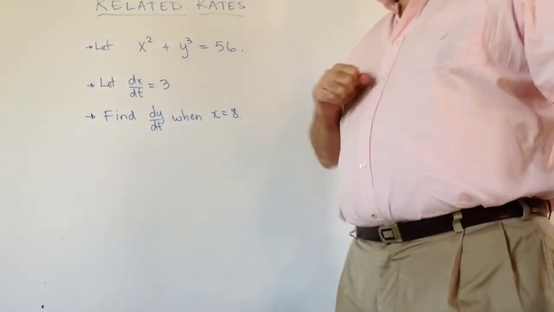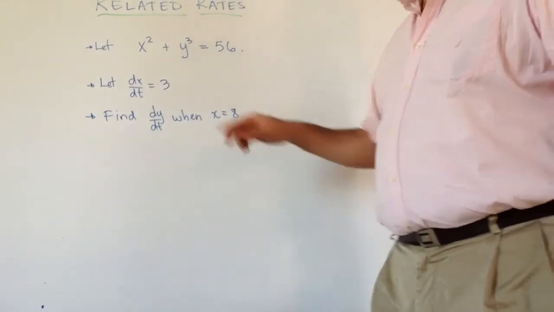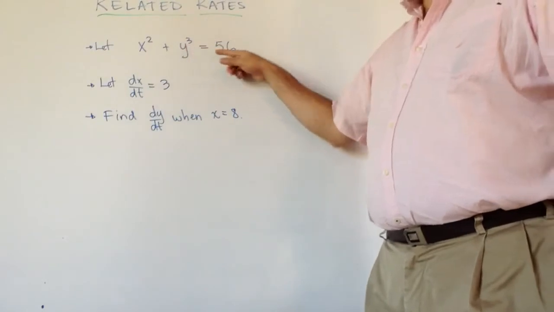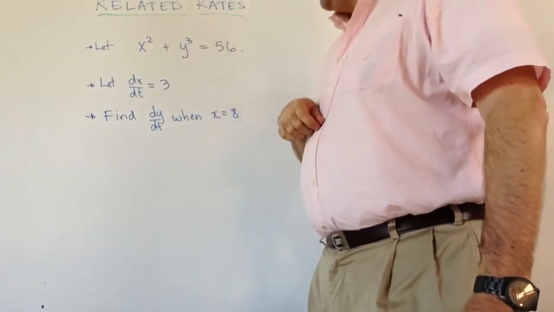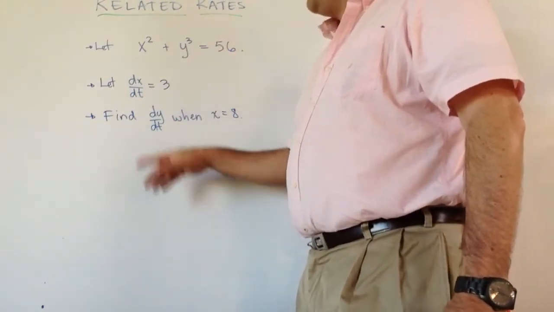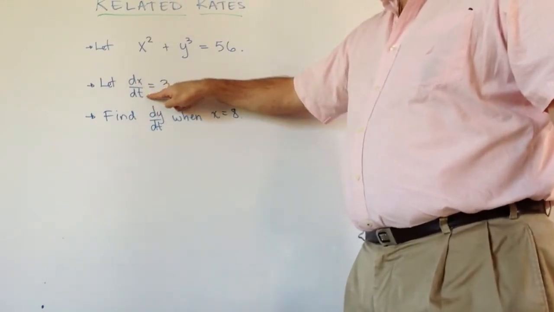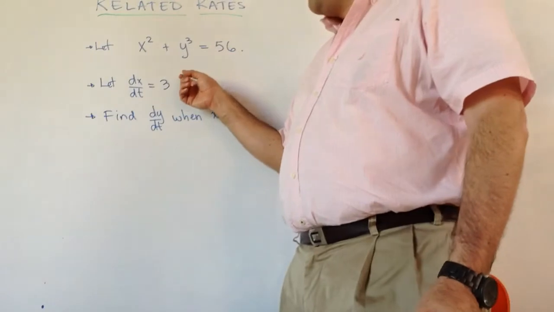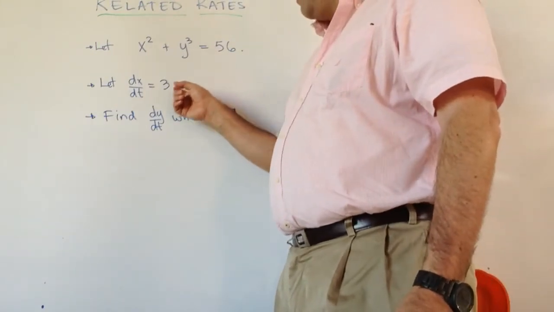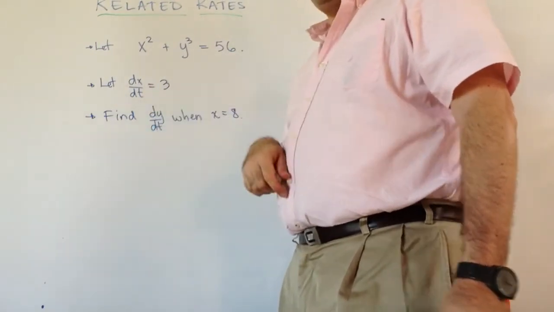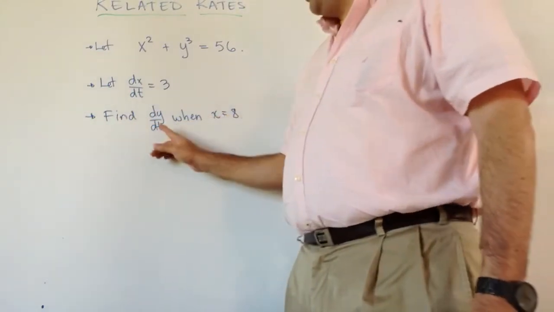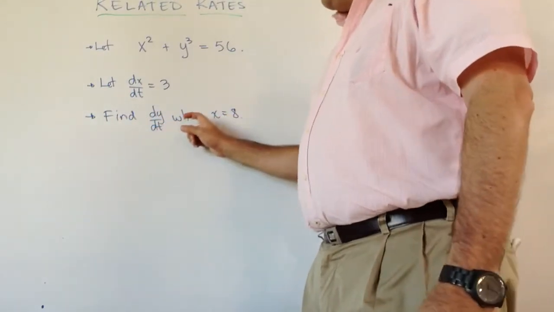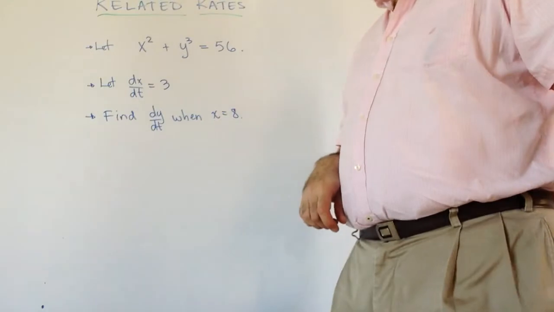Let's say that we have x and y related through this equation: x squared plus y cubed is 56. And let's say that the rate of change of x with respect to time is 3. Now this would be units of x over units of time. So we want to find the rate of change of y when x is 8.